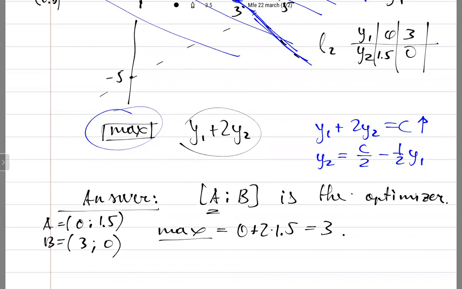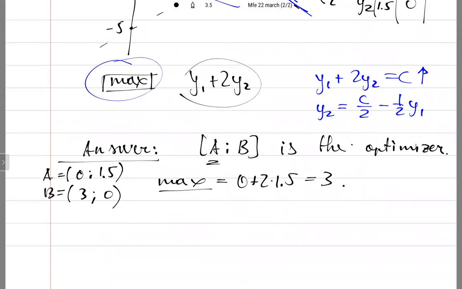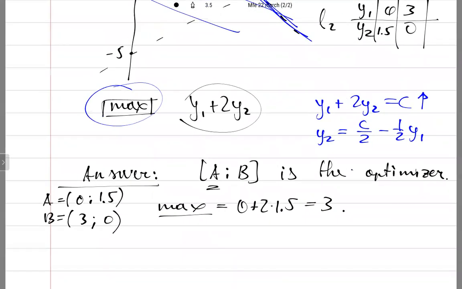And now we need to go back to the original problem. Are we ready? Any questions? Ready, yeah. Okay, let's go back to the original question.